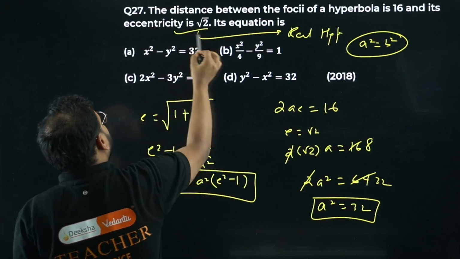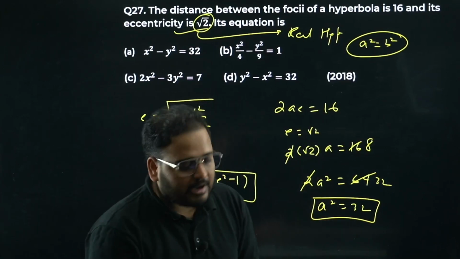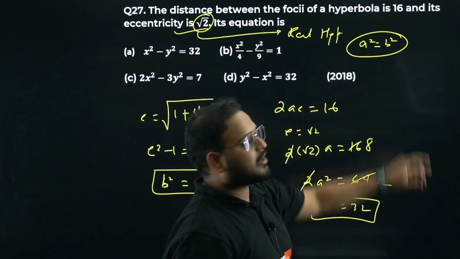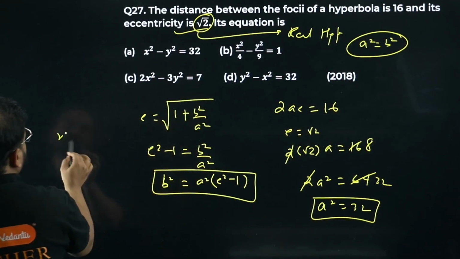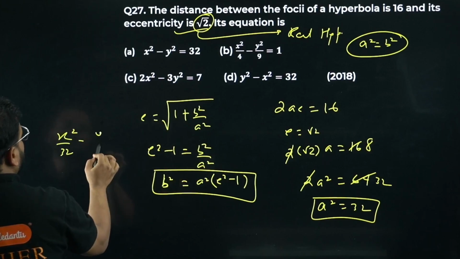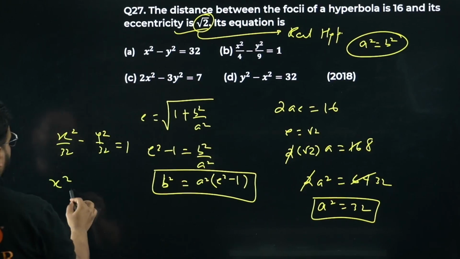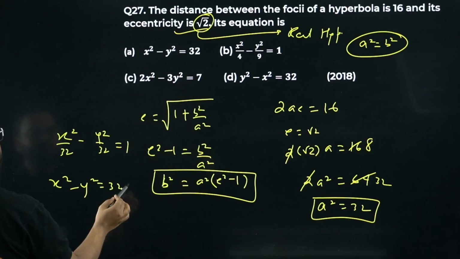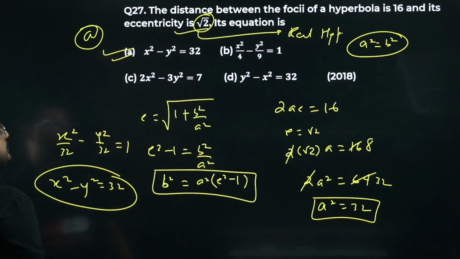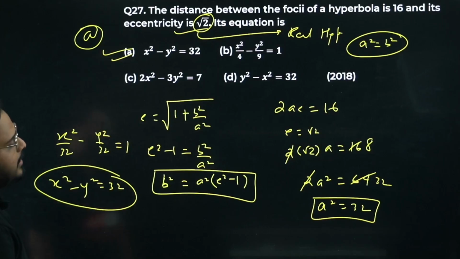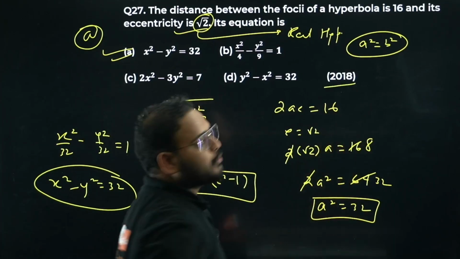Basically, in the case where we have e value as root 2, we call that a case of rectangular hyperbola, where a square and b square are equal. So the answer will be x square by 32 minus y square by 32 equals 1. Cross multiply: x square minus y square equals 32. Option A is correct. Simple question. It's a PYQ again, 2018 it was asked. Moving on to the next question.